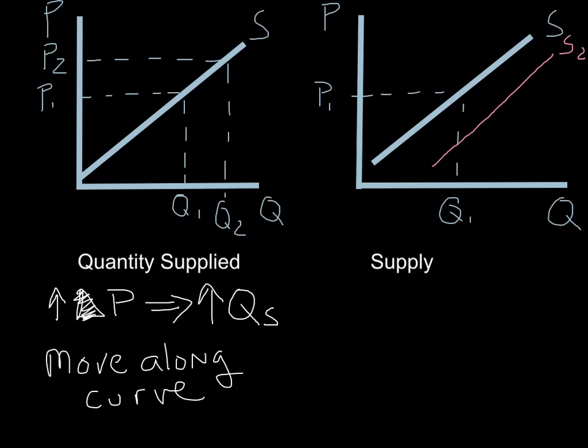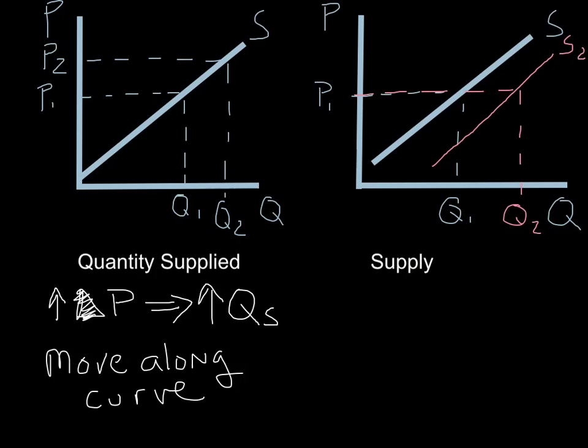Call that S2. Now the price didn't change. We're still at a price of P1, but at that price, we come across and mark on the new supply curve that producers are now willing to produce Q2 units of the good. What's really important here is that the price did not change. For some reason other than the price, producers are willing to produce more of the good than they were before, and we show that with a shift in the supply curve. We have a whole new supply curve. That is called a change in supply.